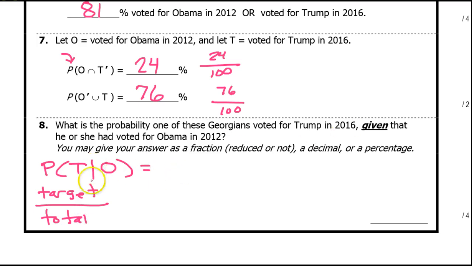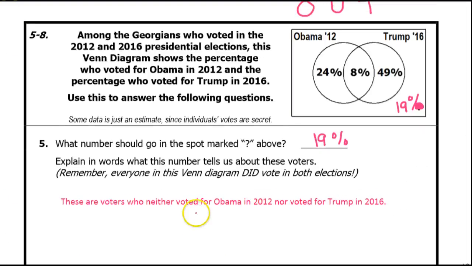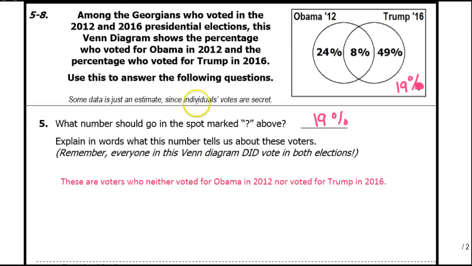And I like these given problems because it's always set up for you in this order. We have the target and we have the total. So what you want to do is start with the given. We're given that he or she voted for Obama. So this is what we are given. When you have a given problem, you start with the given and you throw out everything else.